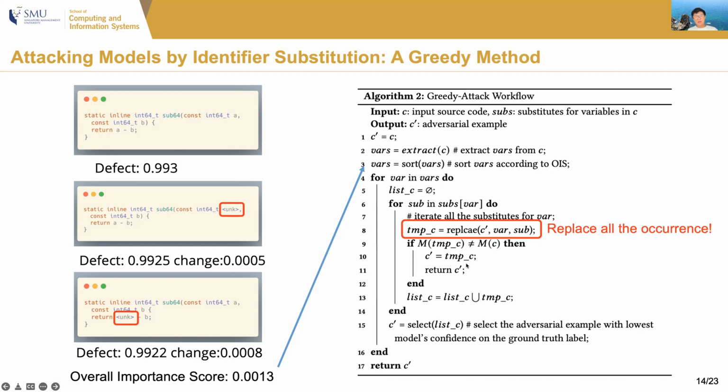If yes, then we have found an adversarial example successfully and collect it. But if not, we record the program variant and proceed to the next substitute. If we still don't find an example that can change the model output, we just select the one that can reduce the confidence value the most, and then replace the next variable in this new program. The process continues until we find a successful adversarial example or all the variables have been iterated.